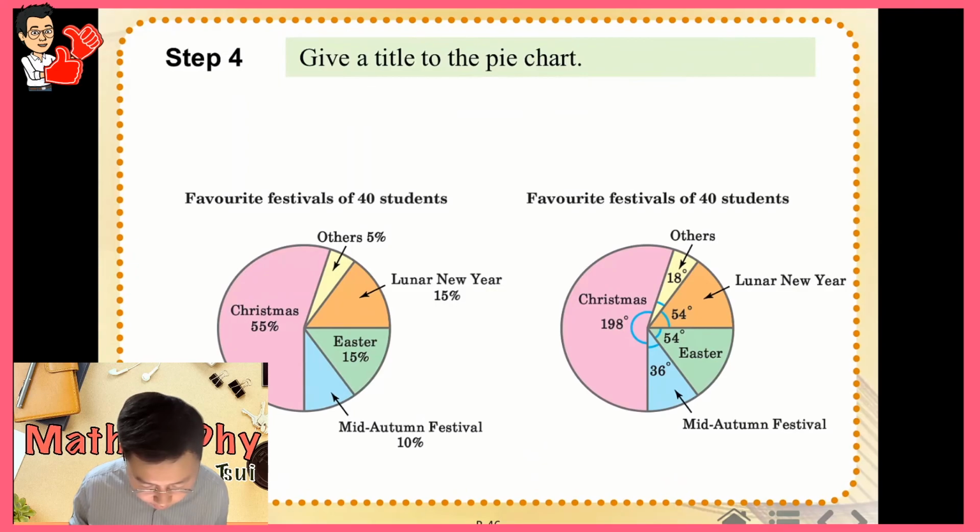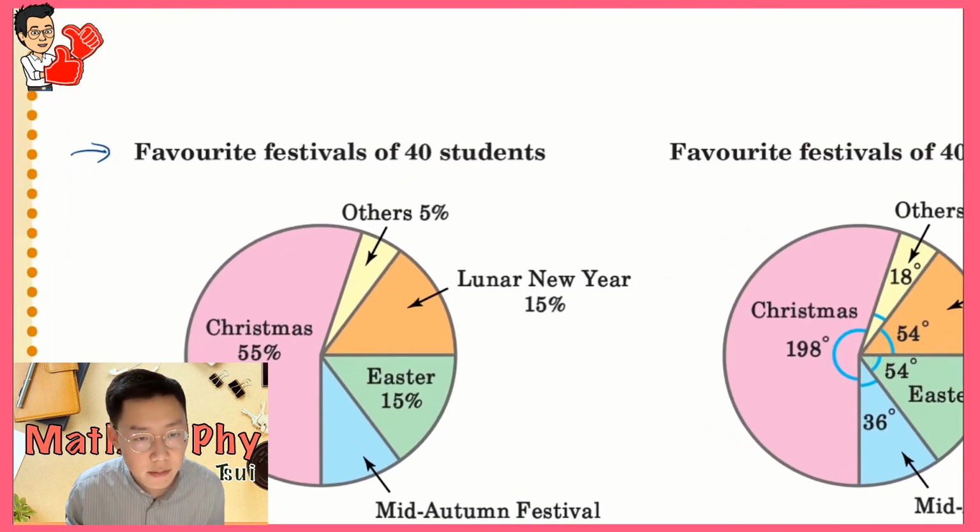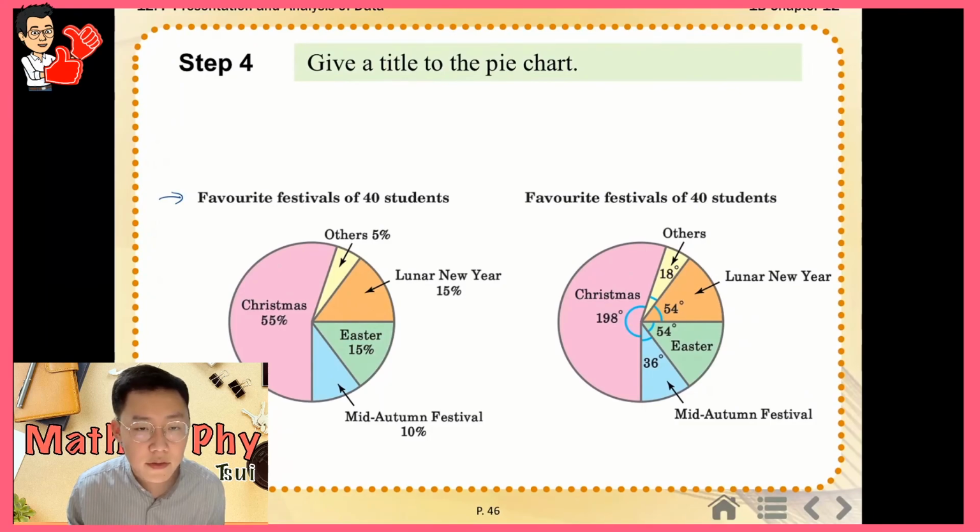All right, and for the final part, you need to give a title to the pie chart. Sometimes I like to do this part first. If I try to construct a pie chart, I write down the title first, and then calculate the percentage for each part and the degrees for each item. Later on, I construct the pie chart and give names to each sector. All right. So these are the methods to construct a pie chart.